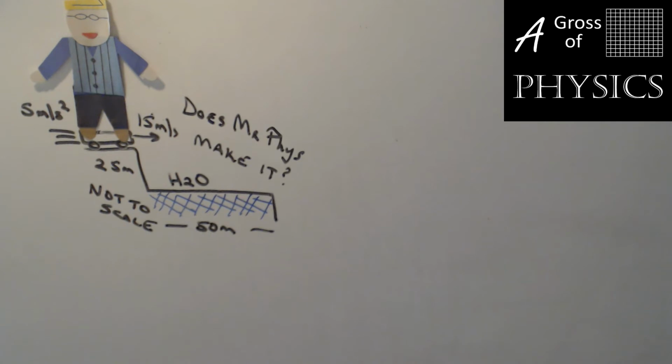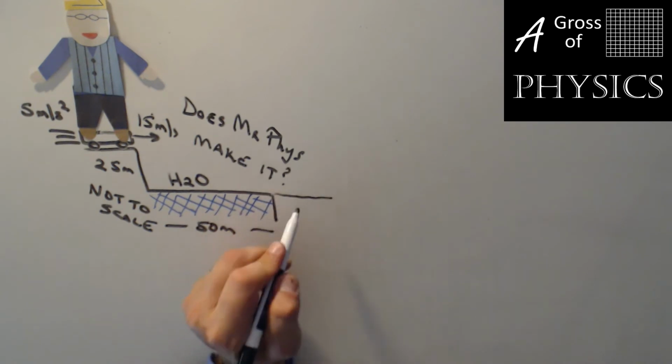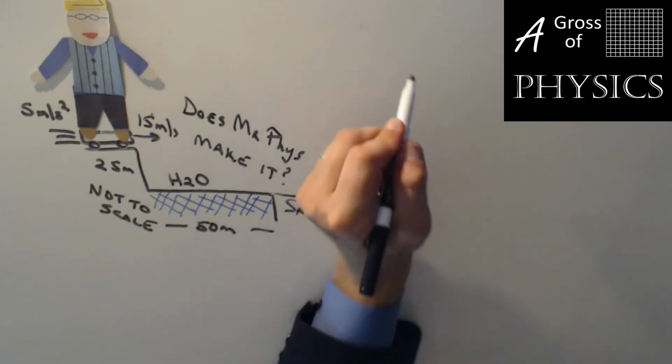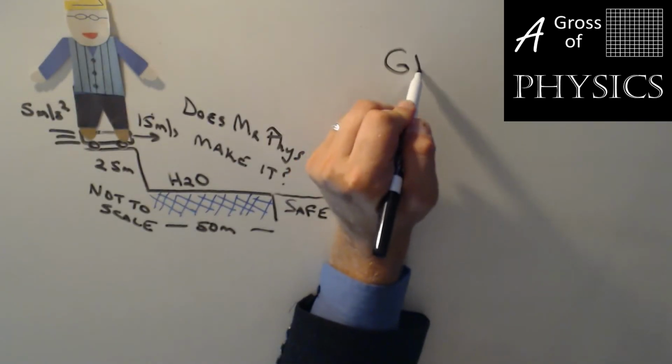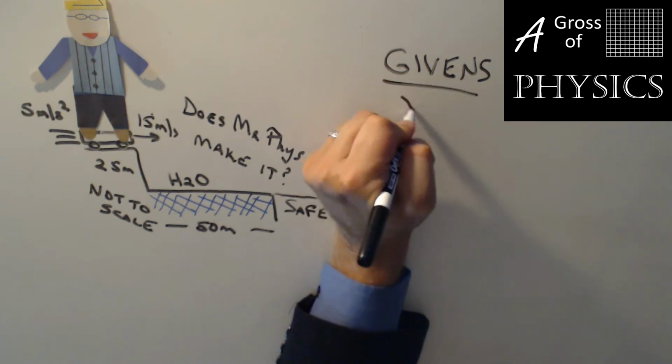He's 25 meters above the ground, and the lake or pond is 50 meters. And the question is, does he make it? Does he end up in the safe zone over here? Or does he get all wet? And what we're going to need to do is, just like we've done before, start with a givens list. And I'm going to put it up here, give myself some more room to do the calculations in a moment.